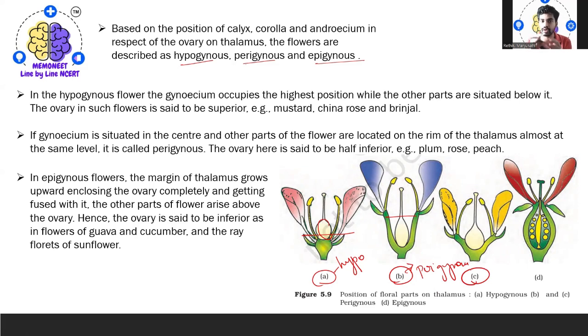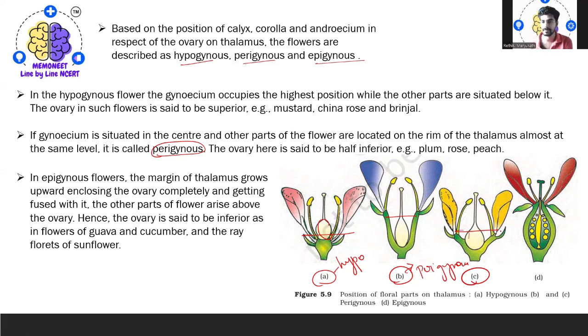That is the flower, the gynoecium, which is situated at the center here, and the other parts of the flower are located surrounding it, rim to it, of the thalamus, and almost they are at the same level. So those we normally call as perigynous. Okay. So that kind of arrangement we normally call what? Perigynous. So here what happens? The ovary here is said to be half inferior. That means it is not completely superior. It is half inferior. Like in rose and plum, you will be seeing this kind of arrangement.